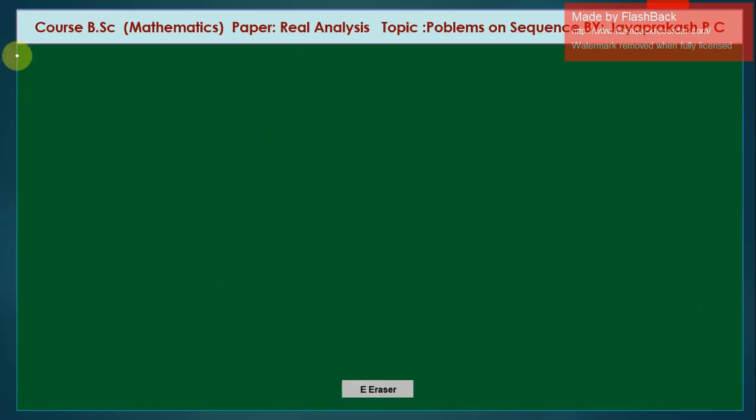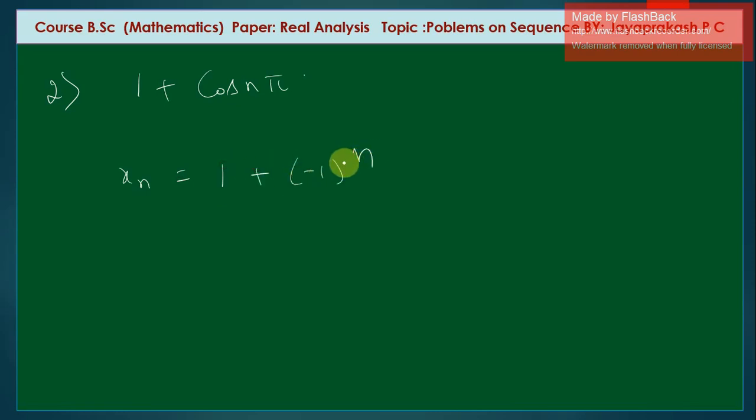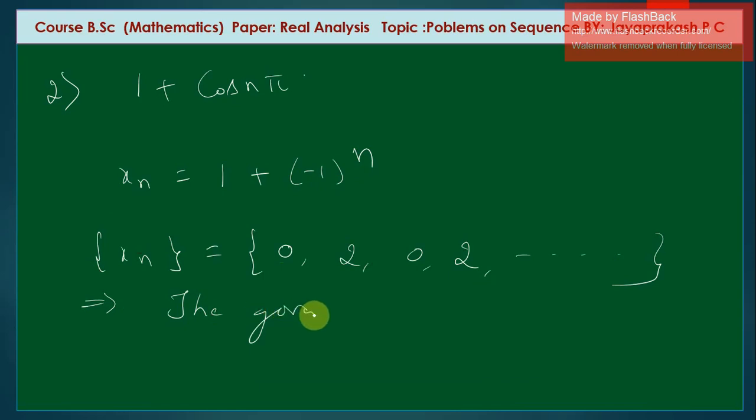Let's take another example. 1 plus cos n pi, same problem. Here the value of cos n pi is (minus 1) to the power of n. Same problem as we solved previously. Therefore for the sequence xn here also we get 0, 2, 0, 2 for odd and even numbers. Therefore the given sequence oscillates between 0 and 2.